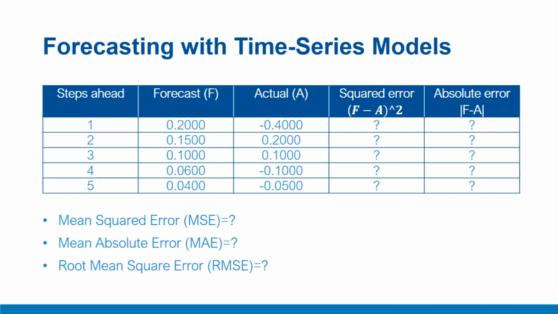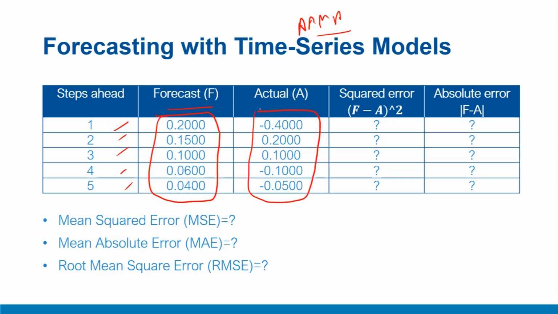Let's say you have built some kind of ARMA model and, using the method that we have already seen, you have forecasted certain values for 1, 2, 3, 4 and 5 steps ahead. So these are your forecasted values on out of sample. Because this is out of sample, you already have the actual sample values available to test. The approach is to compute some kind of error measure. In this particular example, we'll use mean square error, mean absolute error and root mean square error.